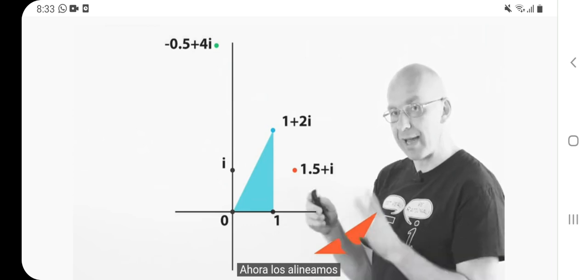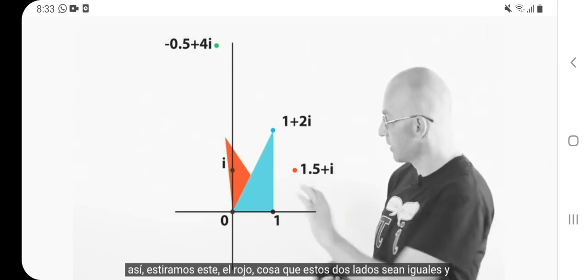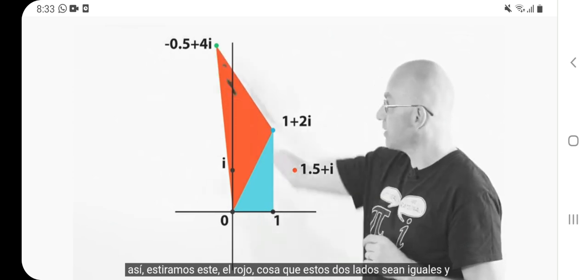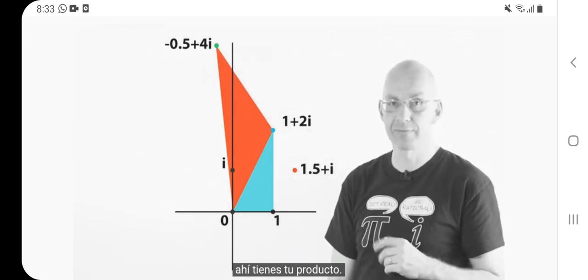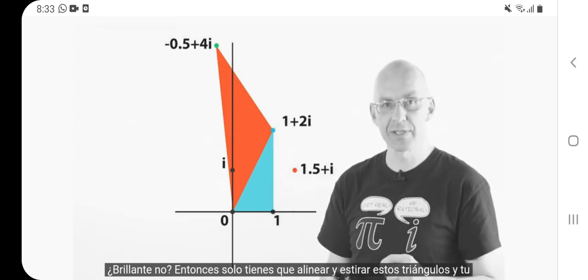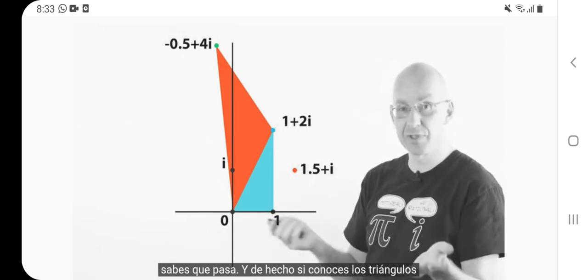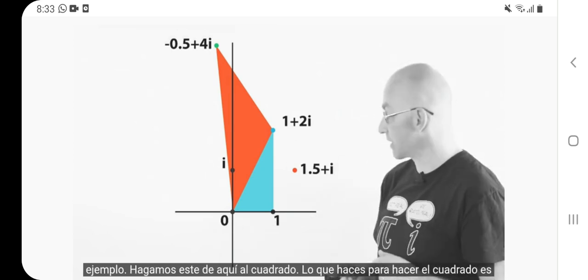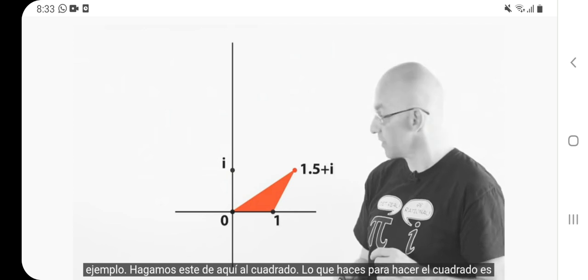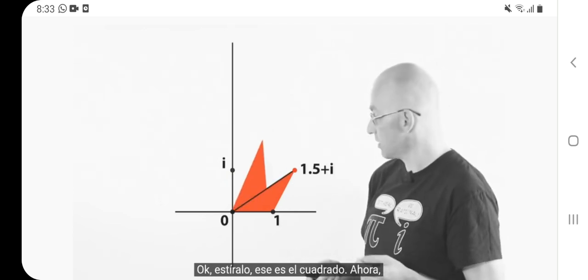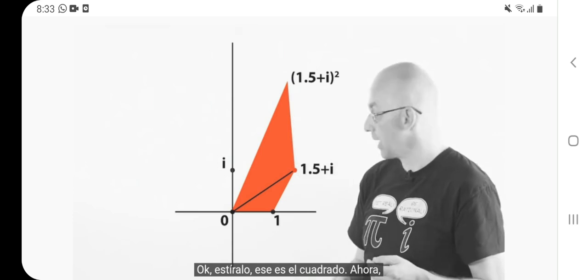That is this guy. Now we align them, like that. Stretch this one, the red one, so that these two sides are the same. And there's your product. Brilliant, isn't it? So you just align and stretch these triangles and you know what happens. And actually, if you know the triangles, it's pretty easy to predict where the product's going to be. Let's do another example. Let's do this one here squared. So what you need for squared is the same triangle twice. Okay, stretch it. That's the square.